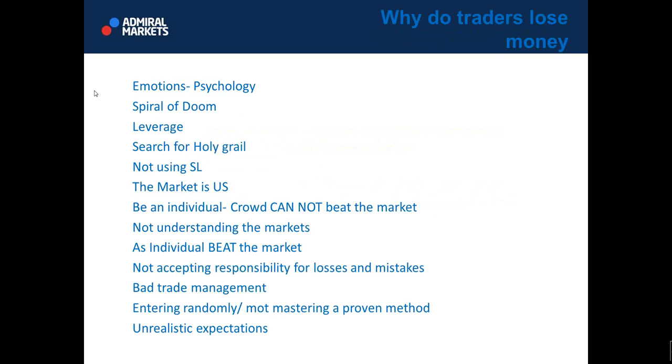Why do traders lose money? All of those things I will mention: emotions, psychology, spiral of doom, leverage, search for the holy grail, not using stop loss. The market is not the crowd, the market is us. Be an individual, the crowd cannot be the market. Not understanding the markets. As an individual, beat the market. Again, it's very, very important. Not accepting responsibility for losses and mistakes. Bad trade management. Entering randomly, not mastering a proven method. And unrealistic expectations.